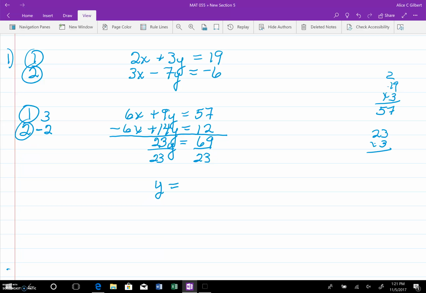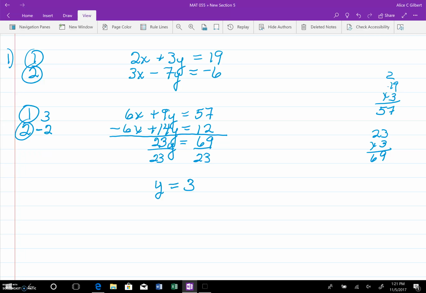60. Let's try 3 and see what happens. 3 times 3 is 9, and 2 times 3 is 6. So 23 goes into 69 3 times. Now I have my y coordinate, but I don't have my x coordinate yet.